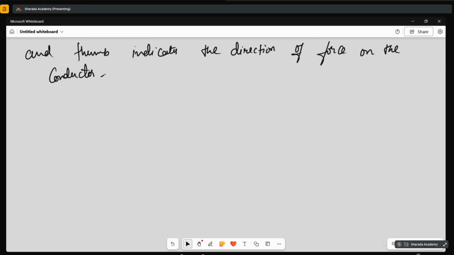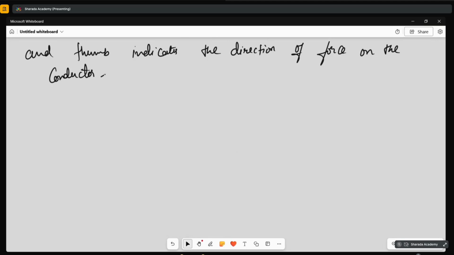Why we always keep them mutually perpendicular to each other: the force acting on the conductor will be maximum when the magnetic field and electric current are perpendicular to each other.